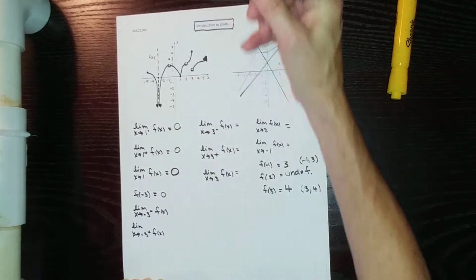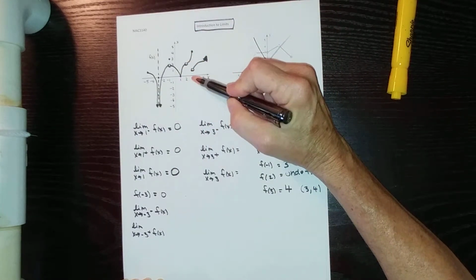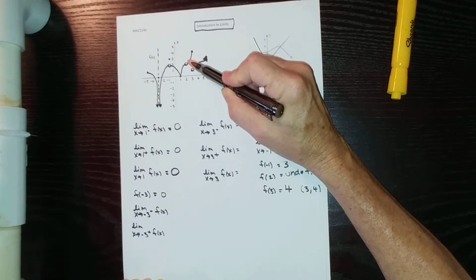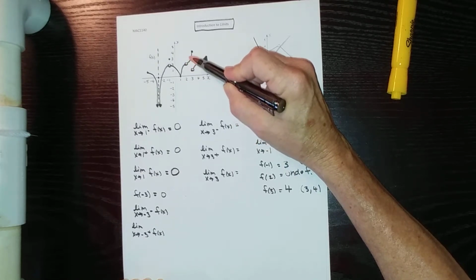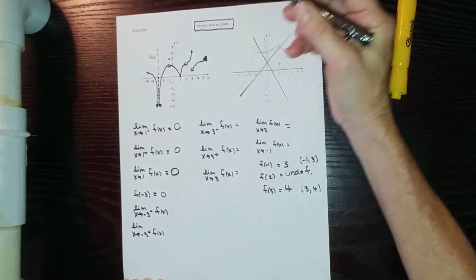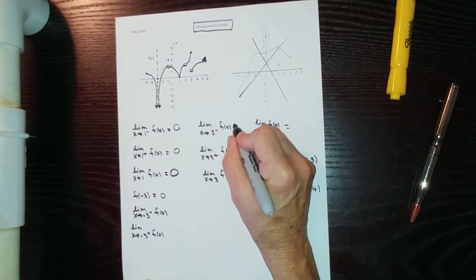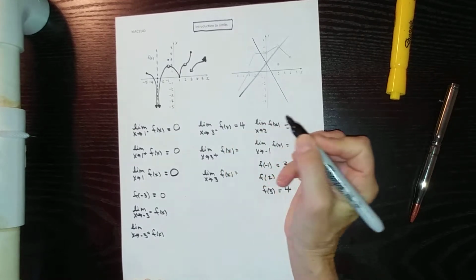So you sort of just ride the curve in. We're getting close to 3 from the left side, so we're on this side, we're riding it in, and when we get to x equals 3, it's approaching this y value of 4 right there. So the limit as x approaches 3 from the left is 4.